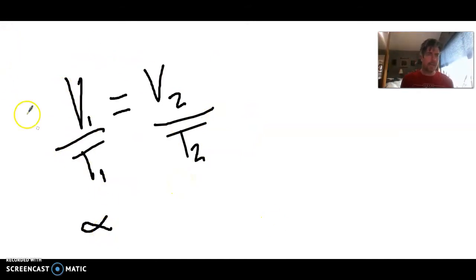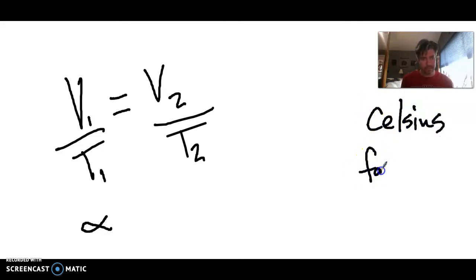Now, what this does, though, is this brings up a very interesting point. If you notice, we're dividing by T. And so a lot of times in our everyday lives, we like to use either Celsius or centigrade, right? Or we like to use Fahrenheit.